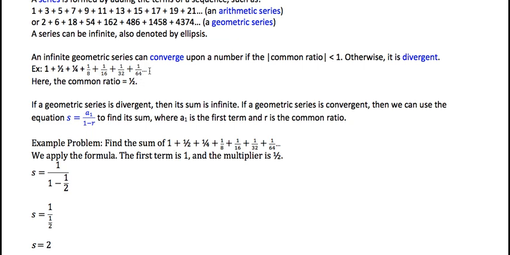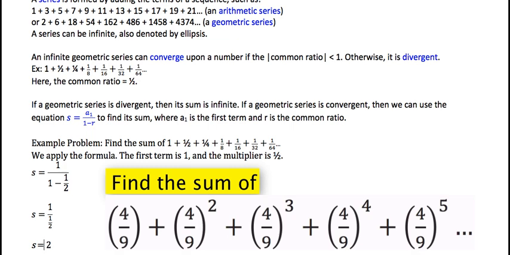We can kind of look at it and guess that it's 2, but to prove it, we can use this formula, where the first term is 1 over 1 minus the multiplier, which is a half, because 1 times a half is a half, times a half is a fourth, etc. So then we do the arithmetic, and we find that S is 2. You are going to solve a problem. So find the sum of the infinite geometric series 4/9 plus 4/9 squared plus 4/9 cubed plus 4/9 to the fourth, etc.